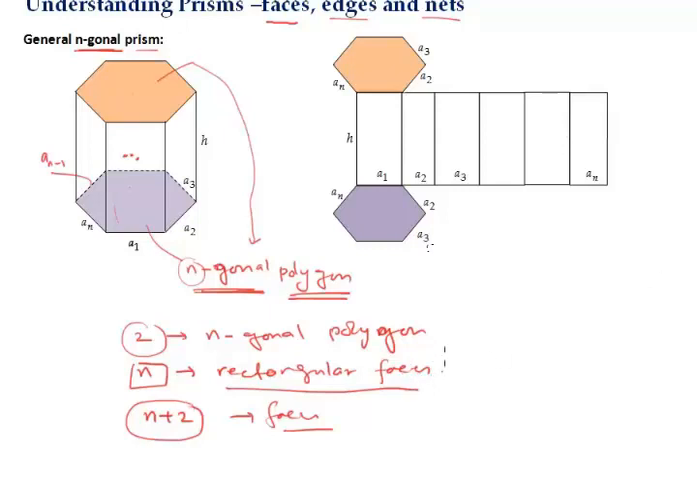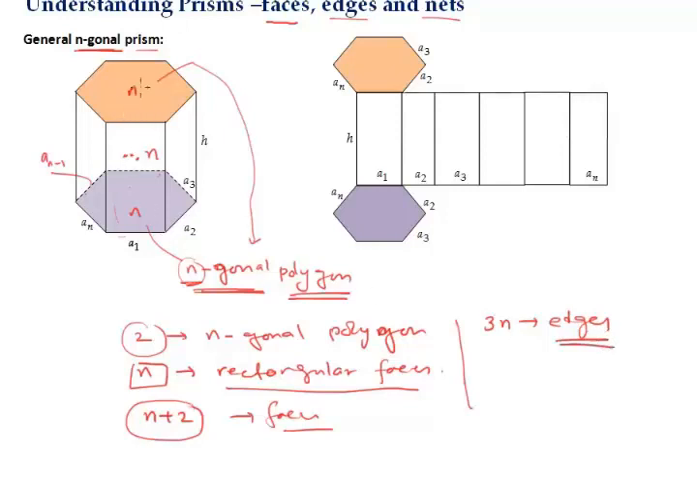And the number of edges: at the bottom, that is at the base, there will always be n number of edges. At the top there will always be n number of edges. So here n, and the connecting lines, the height lines, the vertical lines will be another n. So there will always be 3n edges for an n-gonal prism. For a triangular prism, n is 3, so there will always be 9 edges. For a pentagonal prism, n is 5, so there will be 15 edges, and so on.